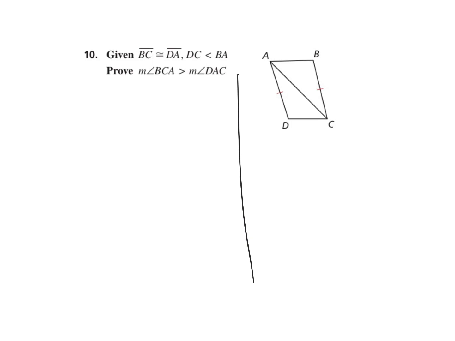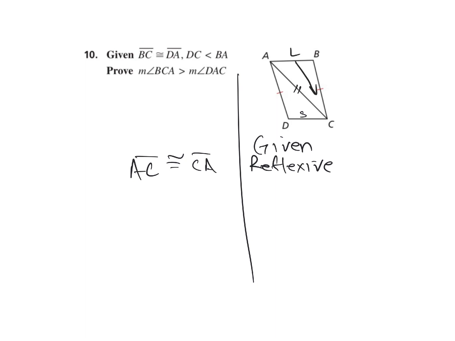Okay, here we have another proof. We have all that given stuff there, BC and AD, and now it says DC is smaller than BA. All right, then we have AC is congruent to CA. That's reflexive. So now you have your Hinge theorem. And if DC is smaller and AB is larger, then angle BCA has to be bigger than the measure of angle DAC. That's the converse to the Hinge theorem.